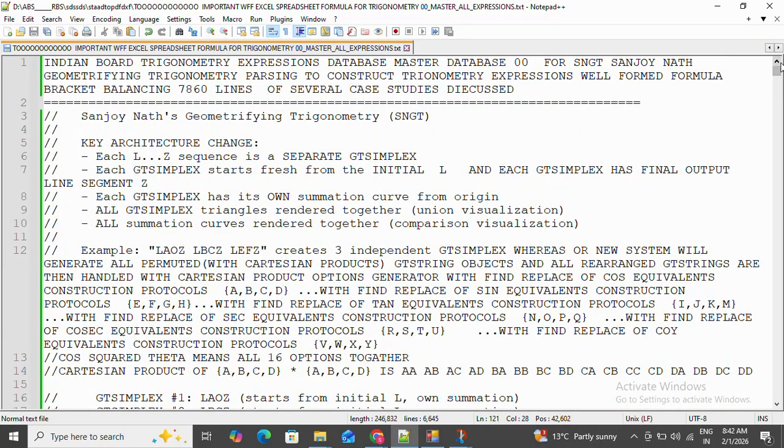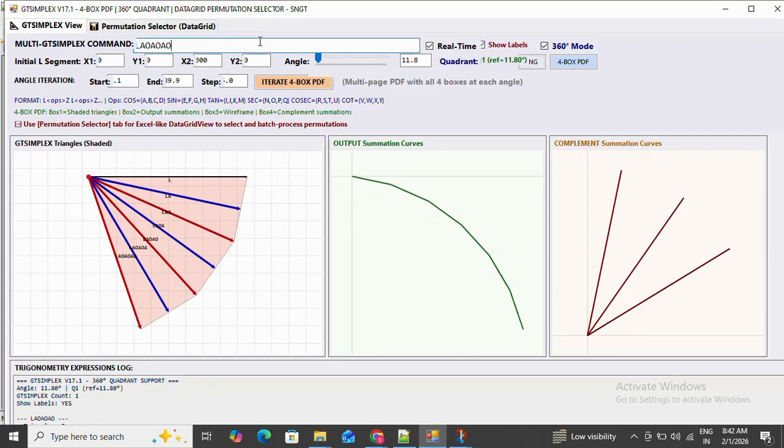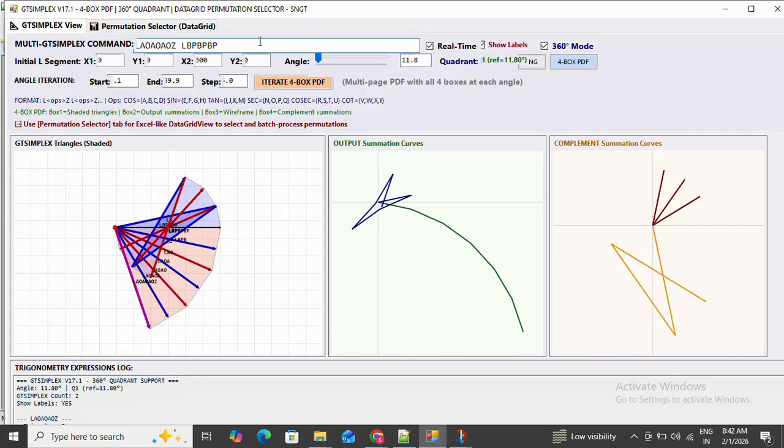Now a little glimpse about the theory and the parsing mechanisms is discussed here. In Sanjoy Nath's Geometrifying Trigonometry, each GT simplex, that is the multiplicative forms, are described with the initial line segment L and the final line segment Z. Suppose in the simulator we can see that every GT simplex starts with L and ends with Z. Another, in this way we write it.